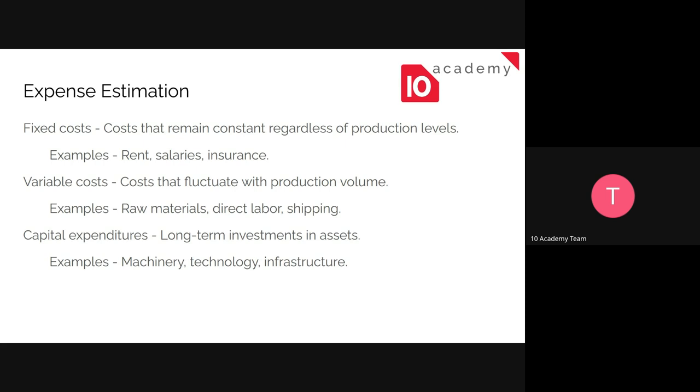Okay. So let's jump to expenses. When we talk about expenses, we're going to be looking at fixed cost, which is the costs that remain constant regardless of the production level. For instance, rent, salary, insurance, these are paid each month the same amount. Variable cost, these are costs that fluctuate with production volume: raw material, laborers, shipping, electricity, and so on.